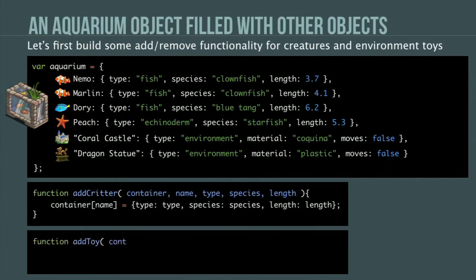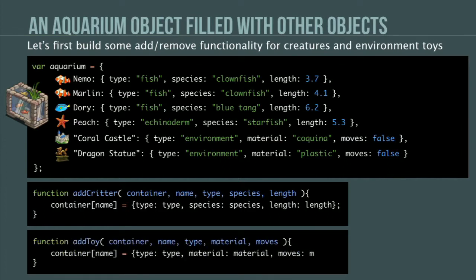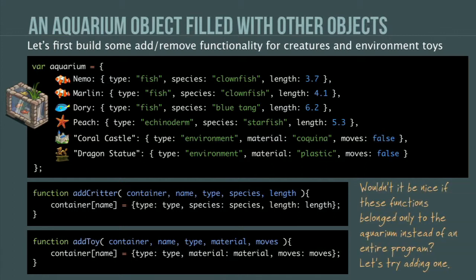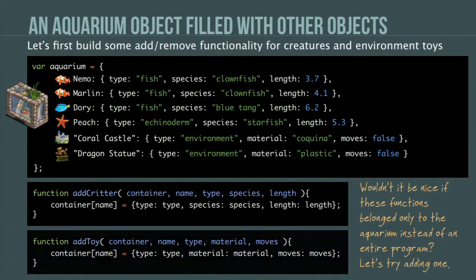We could also create an add toy function. This one would get the container, the name, the type, the material, as well as whether it moves or not. To add a creature to our container, we would do container bracket name and assign to it a brand new object literal where we pass the parameters in to each of the properties for that object. Now, wouldn't it be nice if these functions actually belonged to the aquarium instead of being external to the aquarium itself? Let's try adding one of these functions to our aquarium object.